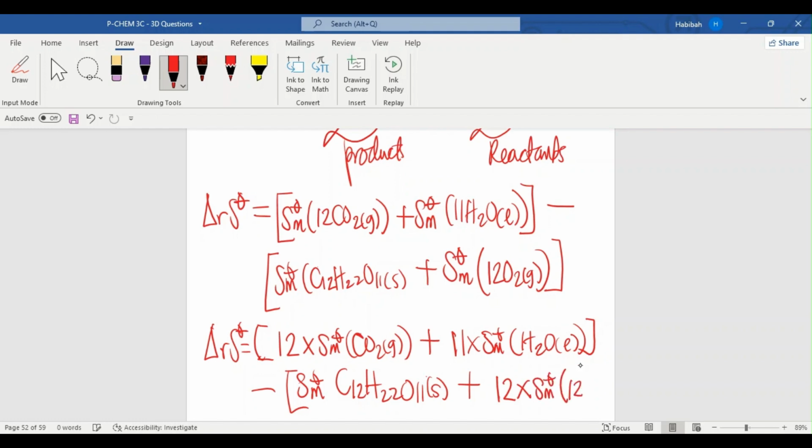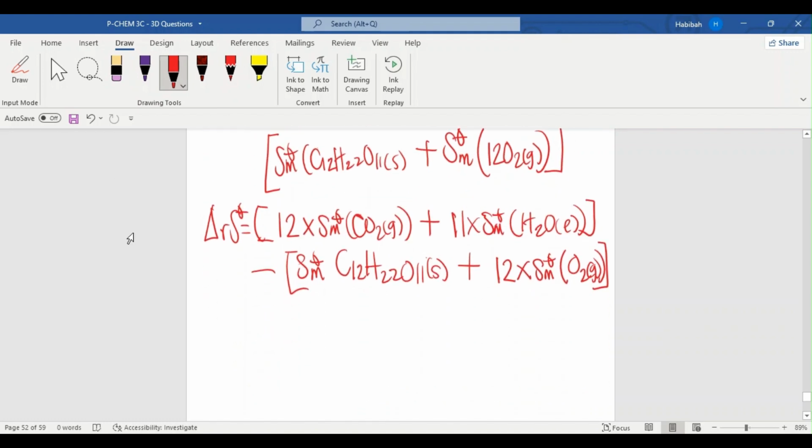reactant, which is just not 12. We brought out the 12 already. So the second reactant is just O2, so that would be O2 gas. That's how it's done. Now we just simply substitute based on the information I told you at the beginning to pause, the information from the resource section of our textbook.